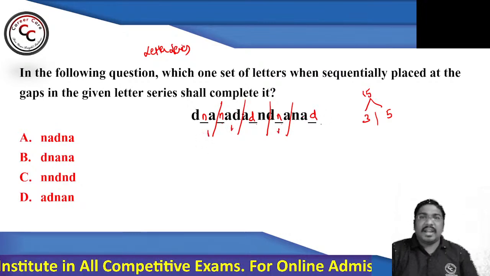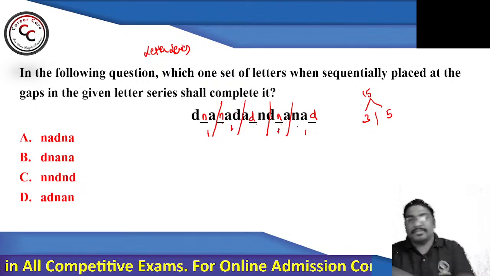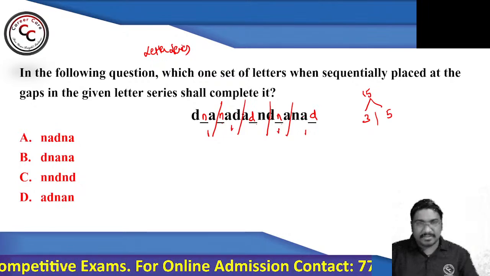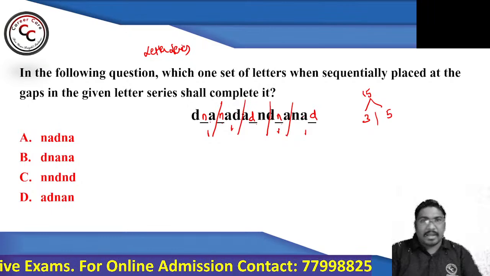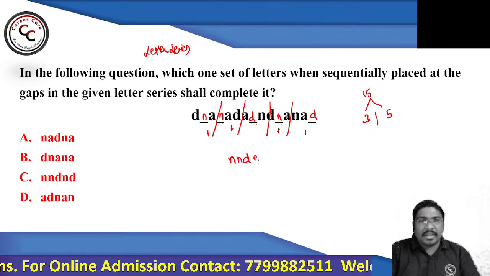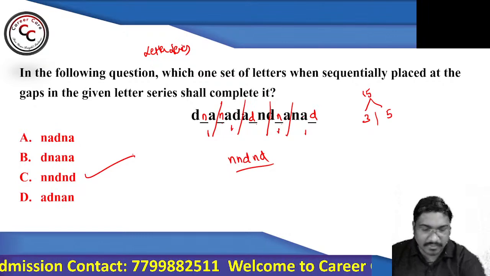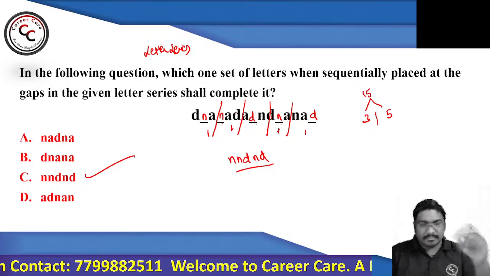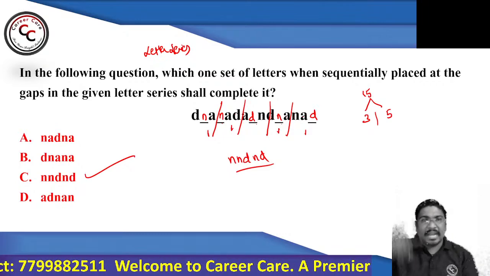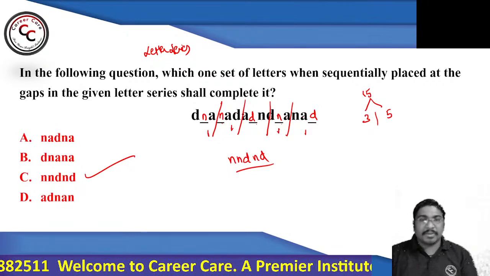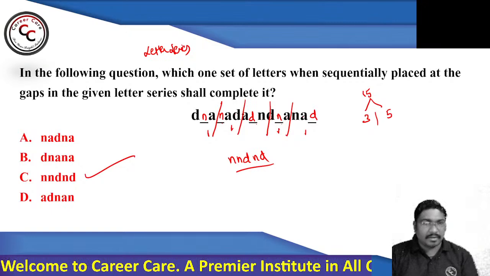Similarly, NAD and NAD, second and fifth. So the pattern is being followed as this. So here the answer should be double N, D and D, which is present in option number C. Okay, so I got answer from Sona. Option number C will be your answer. N, N, D and D by using multiples of 3. Right? Yes.